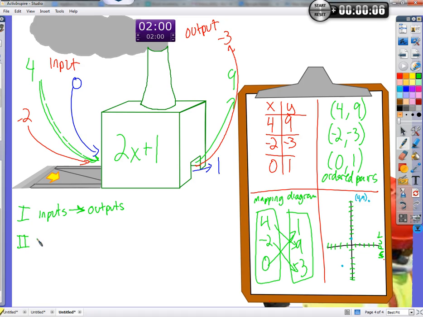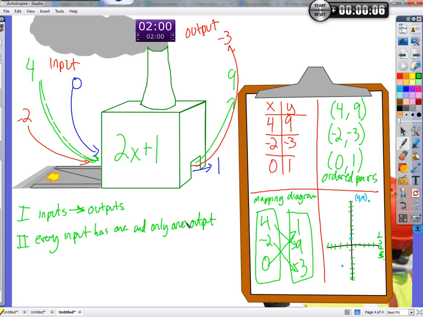So every input has one and only one output. When we say it has one, that means it doesn't have zero. When we say it has only one, it means it doesn't have any other number of outputs. So if something comes in, then only one thing goes out.